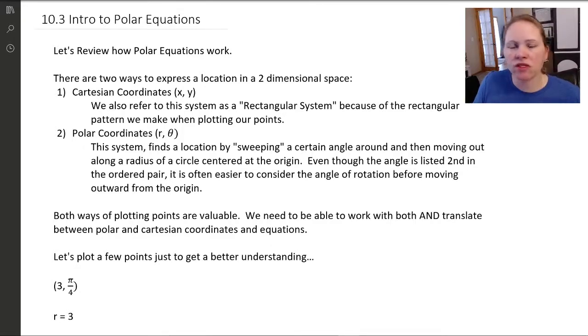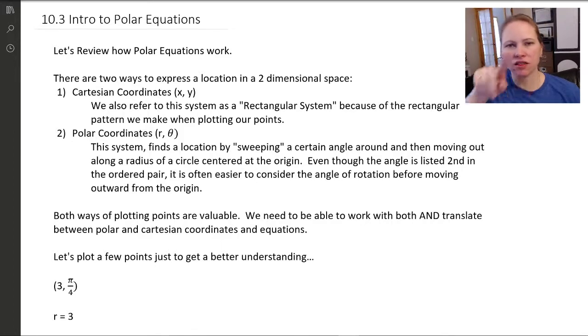Now, a polar coordinate system allows us to plot the same point, but it's a different set of instructions. So instead of giving us an X and a Y in the Cartesian plane and saying go left or right and then up or down, now the polar system allows us to graph things by sweeping around at a certain angle and landing in a certain direction and then moving outward by r radiuses.